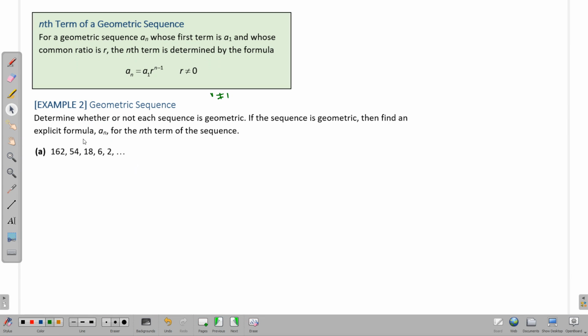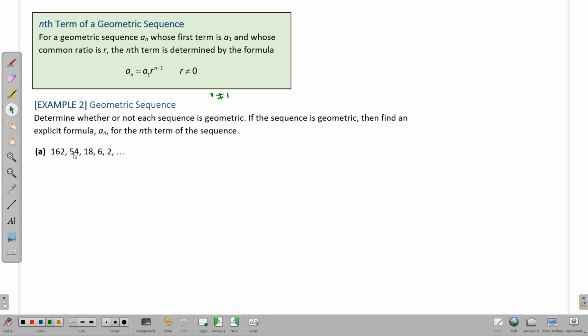All right, let's try applying that to this. So it says determine whether it's geometric or not. We got to do that first. If it is geometric, then we're going to find the explicit formula. We'll do this. Okay, so to determine if it's geometric, we need to see if there's a common ratio. So we have to take the ratio of each successive term.